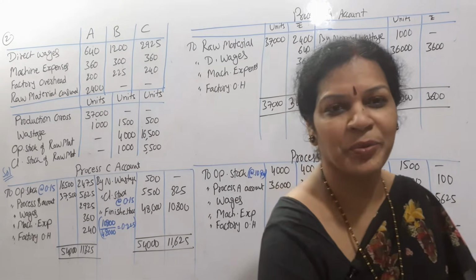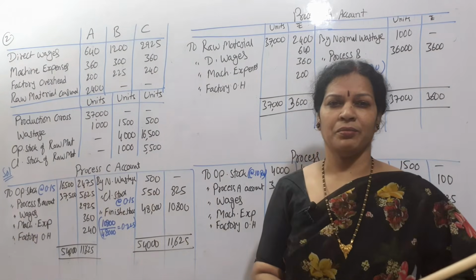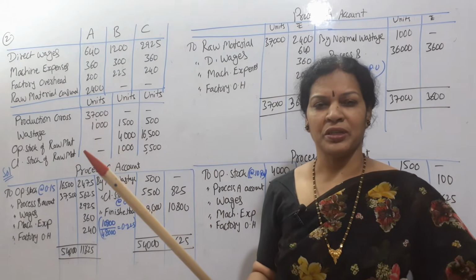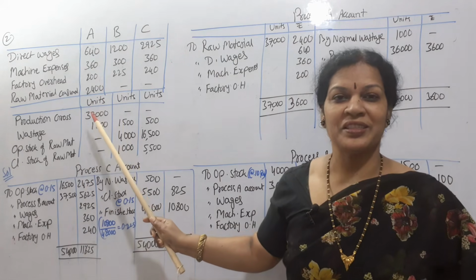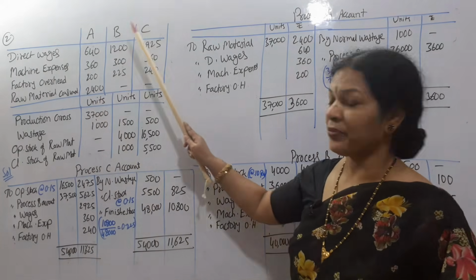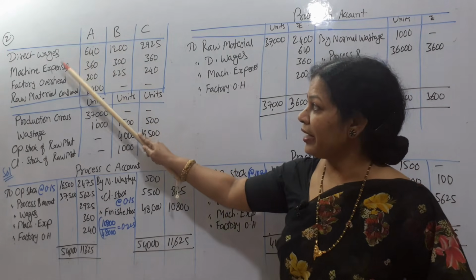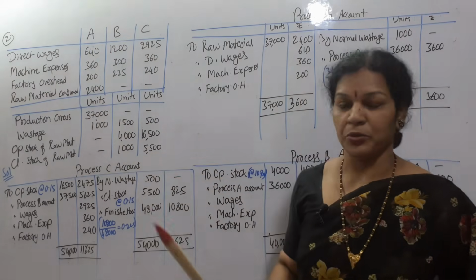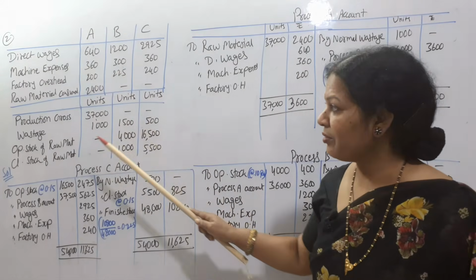Now let's get into the problem. So this is the information given to us. Some theory will be given: process A, B, C, so and so company for the year ended. All this information I did not write because space is less. I have taken only the main data. Process A, B, C: direct wages, machine expenses, factory overheads, raw material consumed. So this is the information given, and unit-wise what is given?